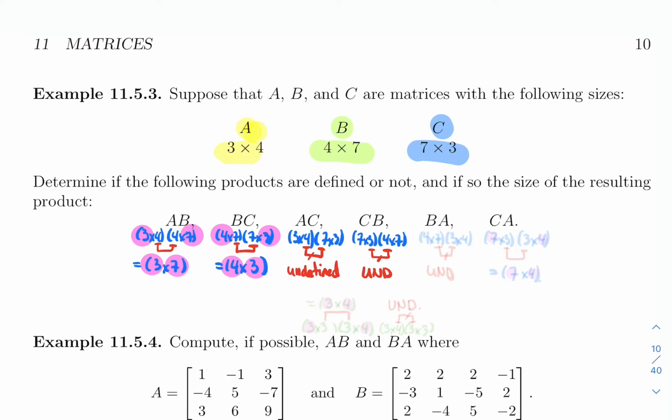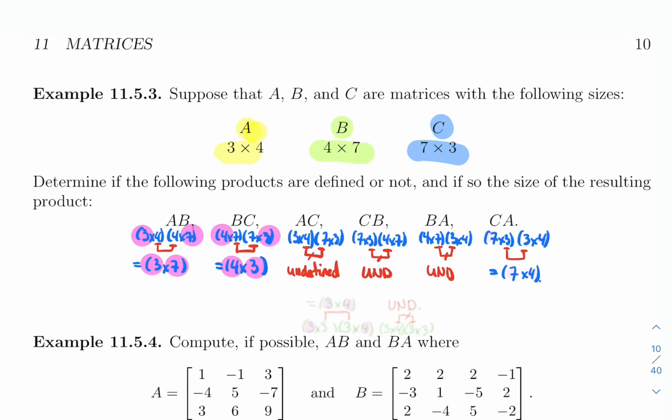What about B times A? So B is, as earlier, a 4 by 7, A is a 3 by 4. Again, the inner numbers don't match, so again this will be undefined. And finally, what about C times A? So C is a 7 by 3 multiplying a 3 by 4. Aha, now the inner numbers match, so the dimension of the product is going to be a 7 by 4.